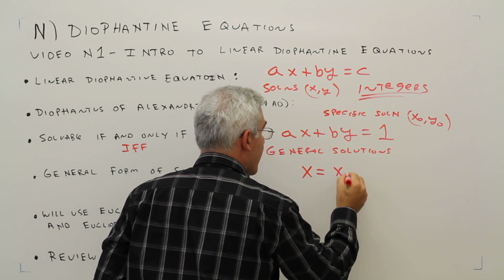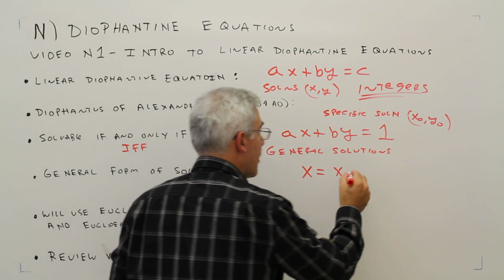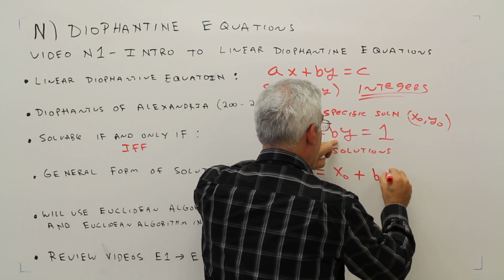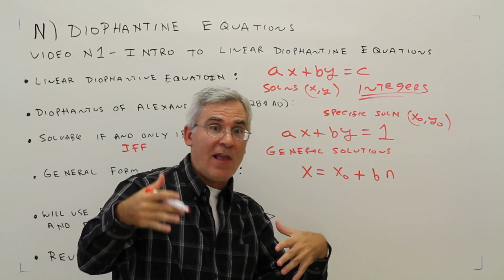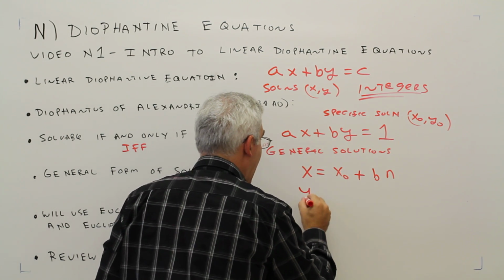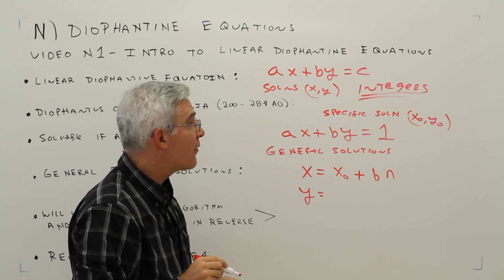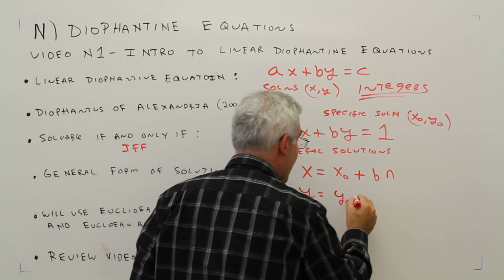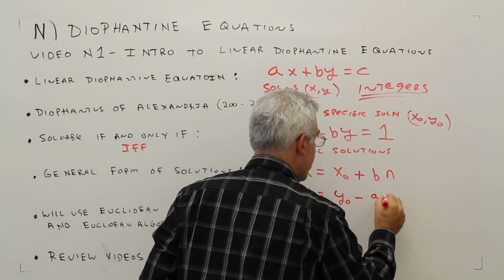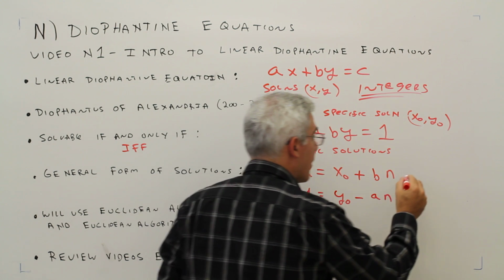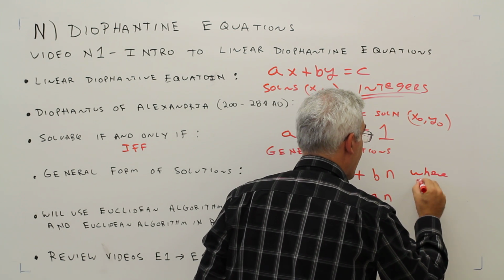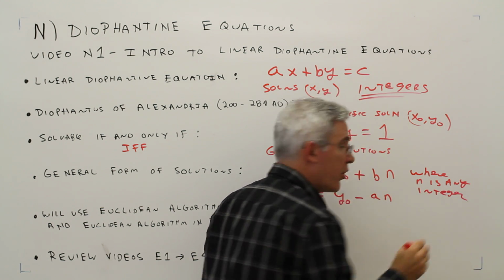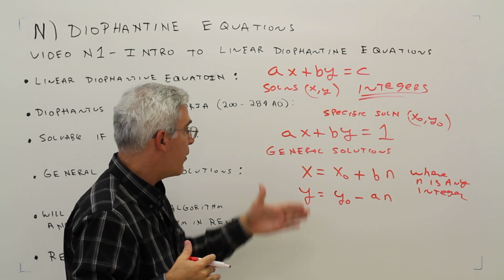x equals that specific solution x naught plus b times n, where n is any integer. And then y will be, take a guess, y naught, however in this case, minus an. And again, I'll emphasize where n is any integer, positive, negative, or 0.